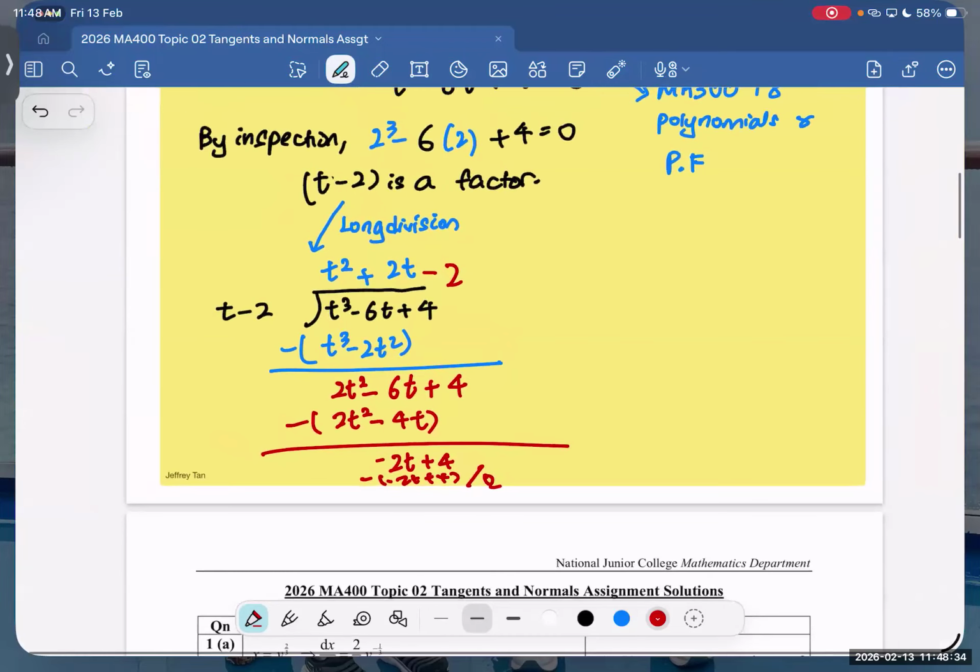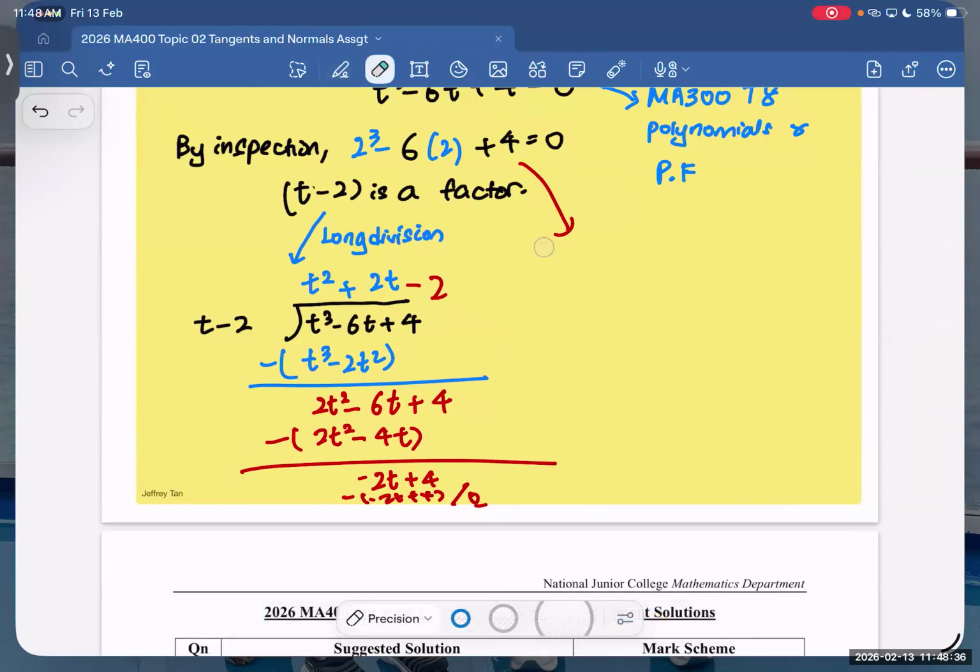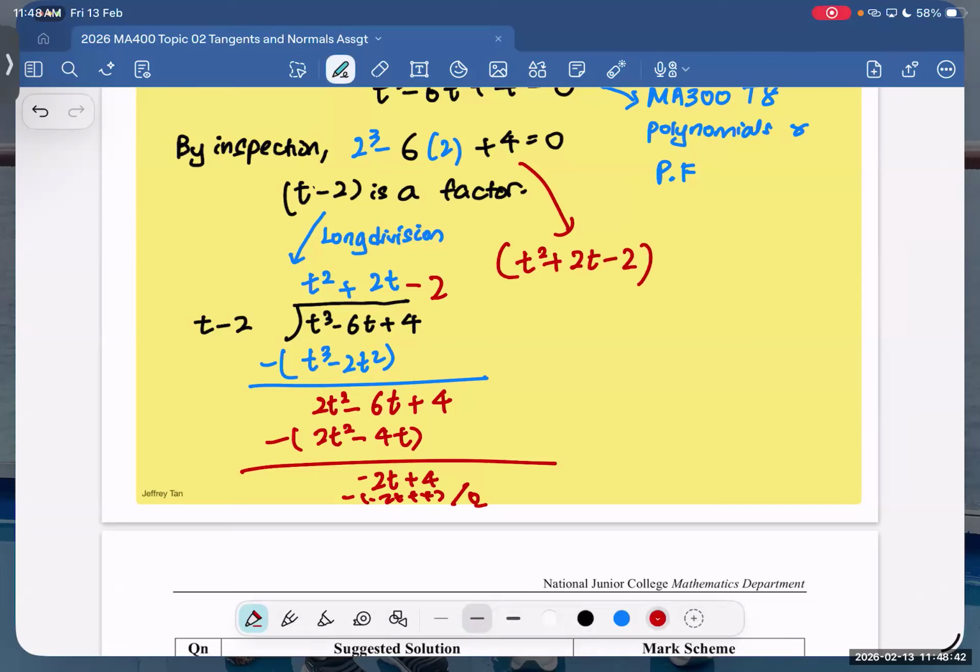Okay. So now, guys, this is the same as t squared plus 2t minus 2, bracket t minus 2, equals 0. If you want to do by comparing coefficients, that is perfect. Fine. So once you are here, what do I do next? You can use the quadratic formula.